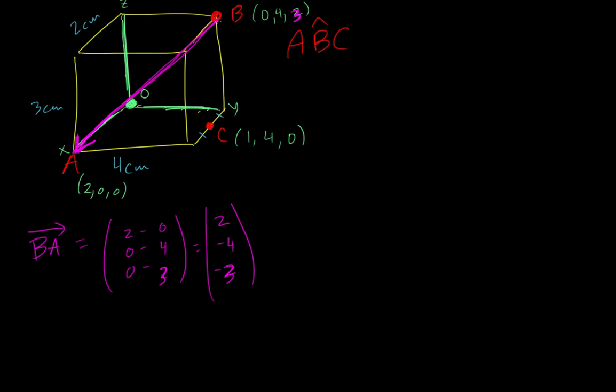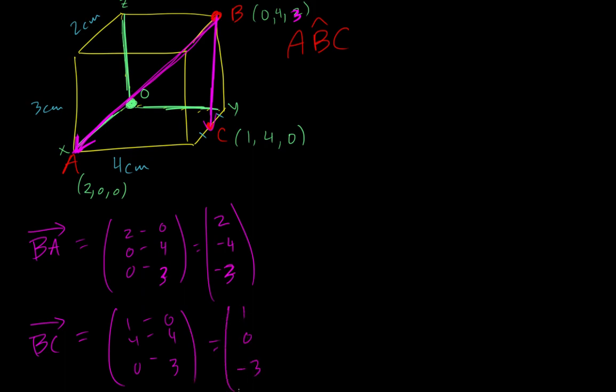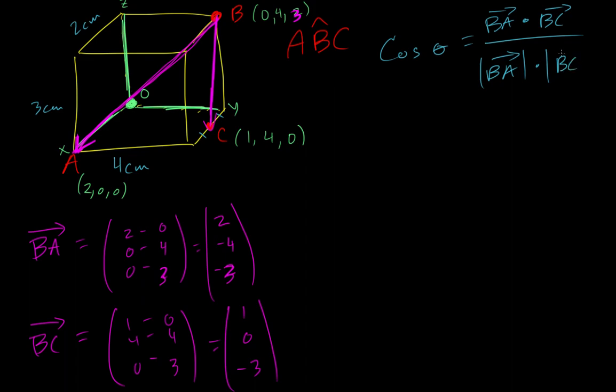And then we're going to do the same thing with BC. So we have C, 1, 4, 0. And then we have B, 0, 4, 3. Which is 1, 0, negative 3. Okay, now if we want to find the angle between those two, we can use our cosine thing, which is going to be BA dot BC over the magnitude of BA times the magnitude of BC.